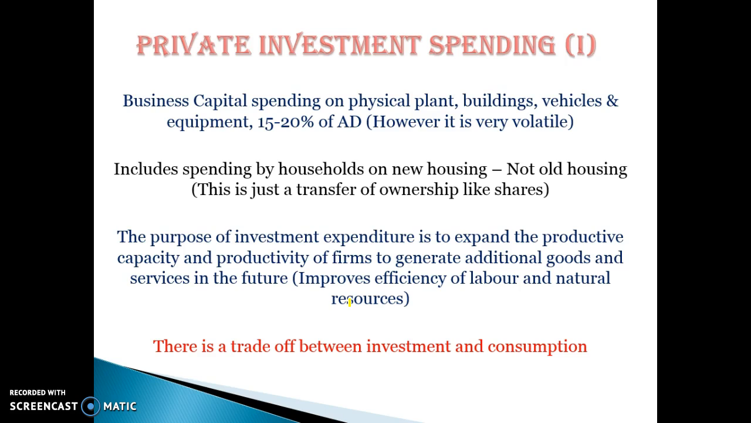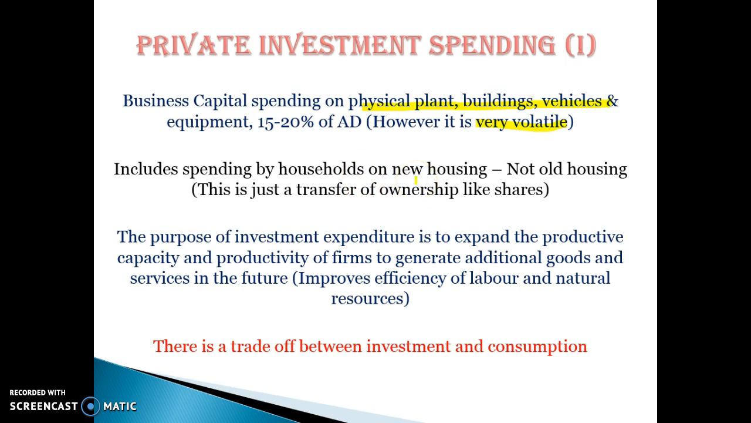Investment expenditure is business capital spending on physical plant, buildings, vehicles and equipment. It's about 15 to 20% of aggregate demand. It is very volatile. Firms do not invest much during a trough, because what's the point? We're not selling anything, we probably don't have the money to invest, and there's no point in growing our business if we're not selling anything anyway. But during a peak, investment spending is really large. So remember, consumption spending is the biggest, investment spending the most volatile.